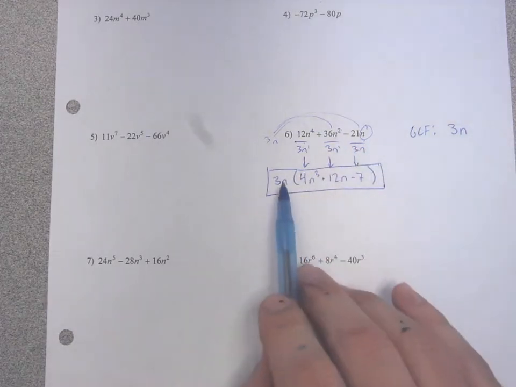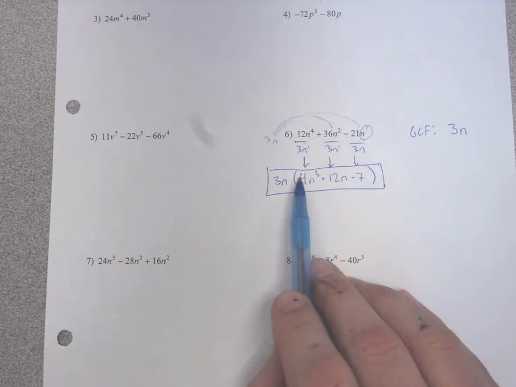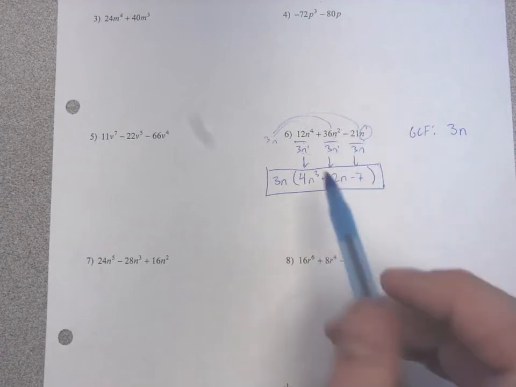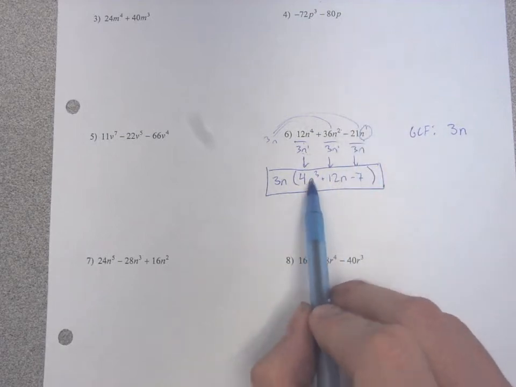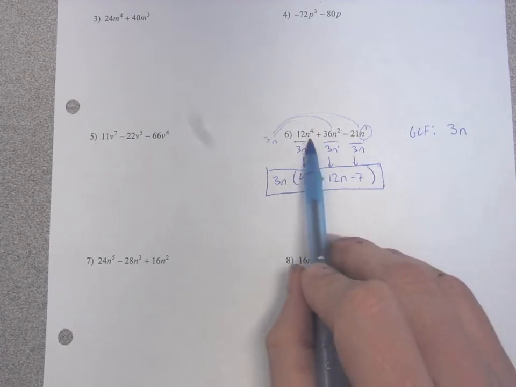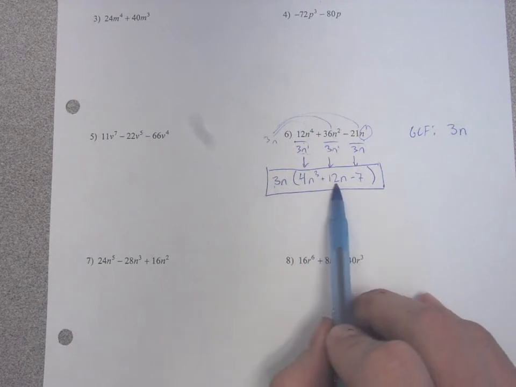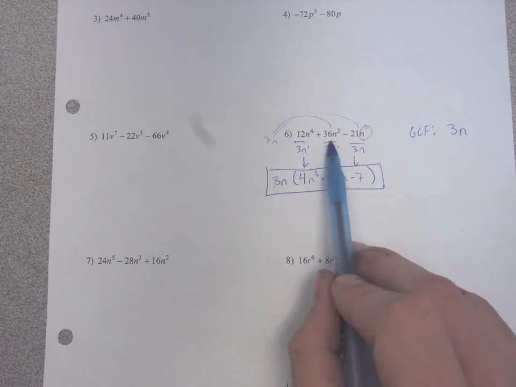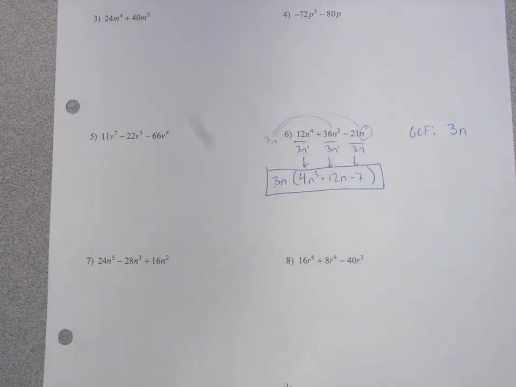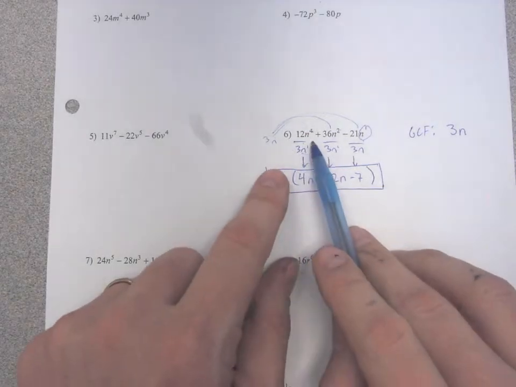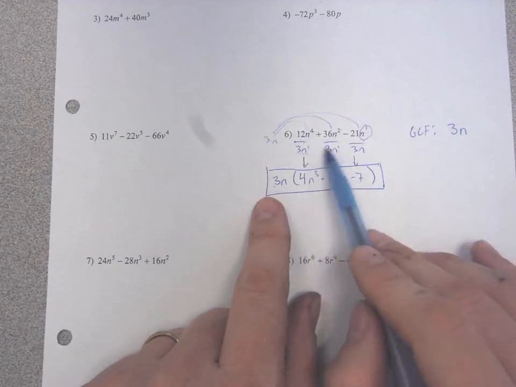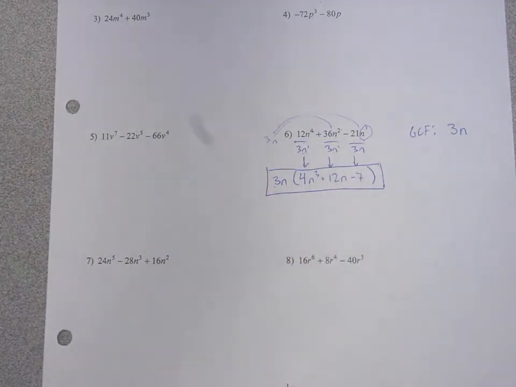So we just undistributed 3n. Normally we would take the 3n and multiply it by this, and multiply it by this, and multiply it by this. And if we did that, that would get us back to where we started. So 3n times 4n to the third is 12n to the fourth. 3 times 4 is 12, n to the 1 times n to the third is n to the fourth. Okay, 3n times 12n would be this guy, 36n squared, and 3n times negative 7 would be this guy, negative 21n. So we just did the reverse of distribution. We found out what they all had in common, and we factored it out to the front. And to figure out what's left, we can think about dividing the 3n out or whatever.